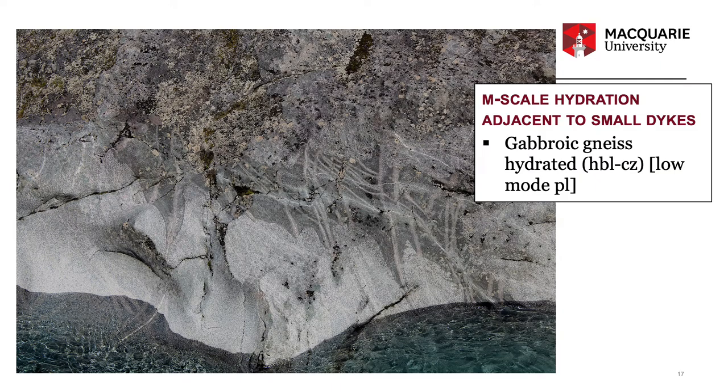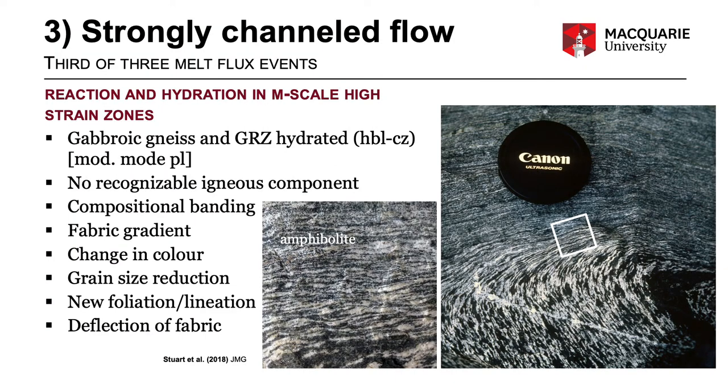The scale of these features steps up to a meter scale, where along some of these dikes we can see this hydration either side of the dikes forming these interesting wing-like patterns along those earlier garnet reaction zones. And then this process steps up to being focused in shear zones. Many of the shear zones that cut the Pembroke Valley are also hydrous.